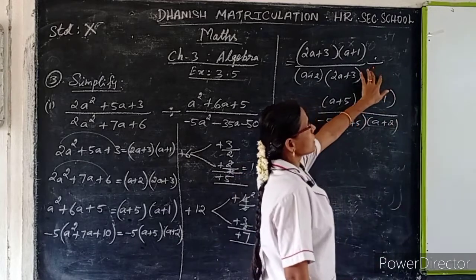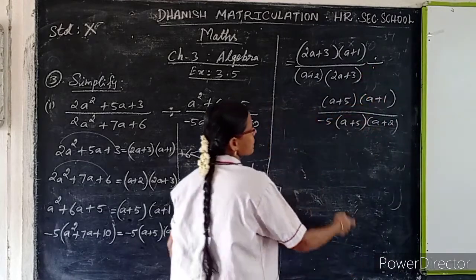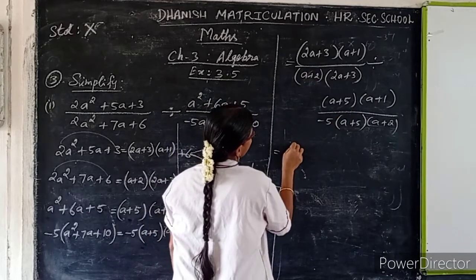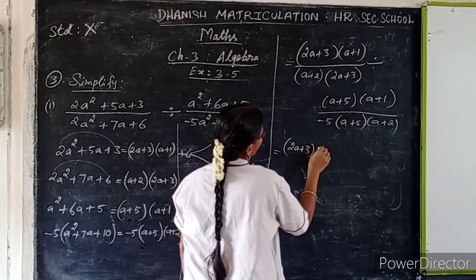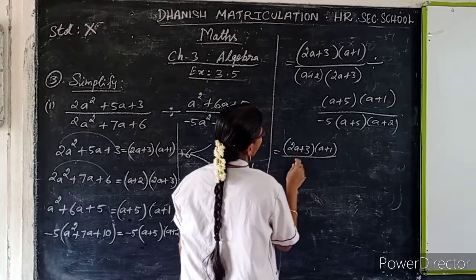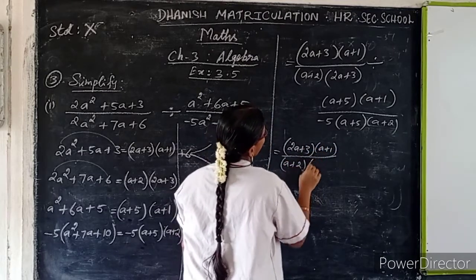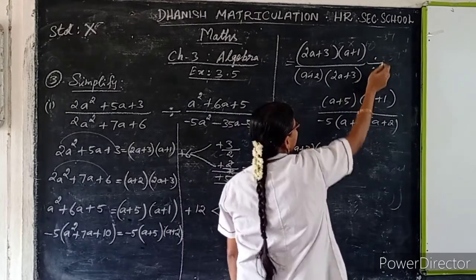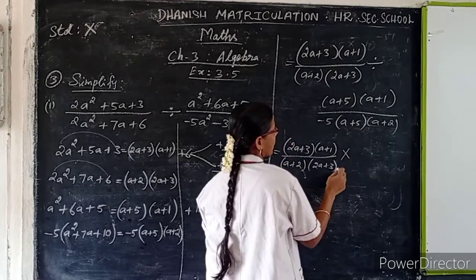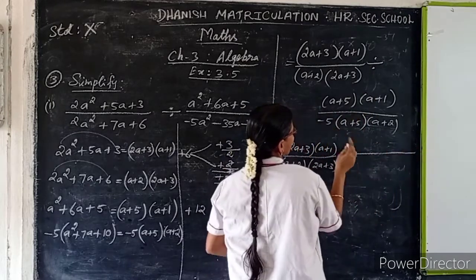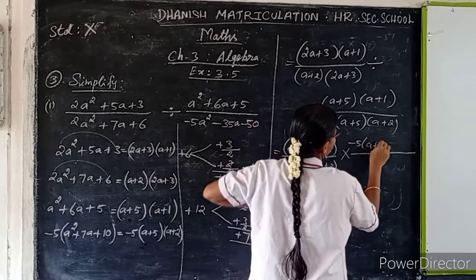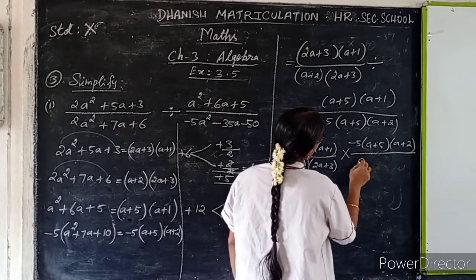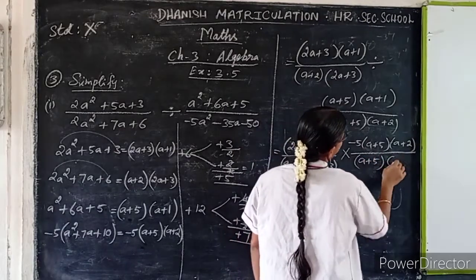Here our operation is division, so put the reciprocal for this fraction. The first fraction is (2A + 3)(A + 1) divided by (A + 2)(2A + 3). This division symbol changes into a product symbol. The denominator is (-5)(A + 5)(A + 2). The denominator is (A + 5)(A + 1).